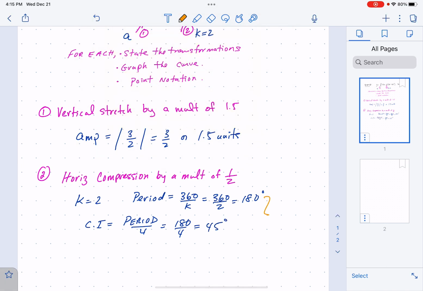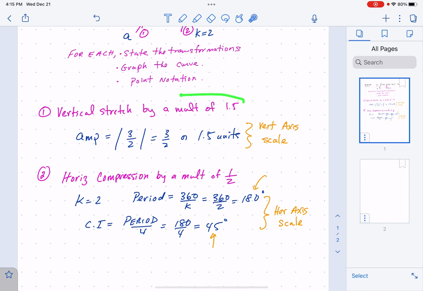So what I have here is my horizontal axis scale. I'm going to go up by 45s, and I need to go out to 180 so I can see one full cycle. This is my vertical axis scale. I better be able to see 1.5 units above and 1.5 units below the x-axis.